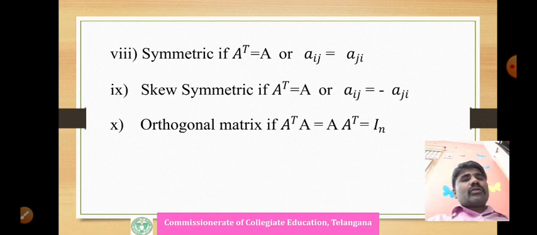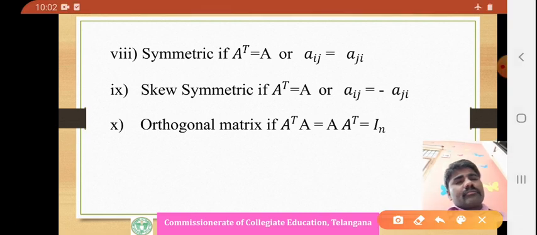And similarly, skew symmetric. Skew symmetric means A transpose equals minus A. Sorry, here it is minus A, not A. The square matrix A is said to be skew symmetric if A transpose is minus A, or the elements in the place of Aij and Aji differ in sign. They differ in the sign.